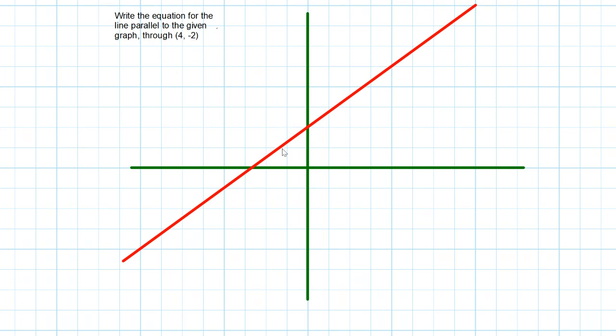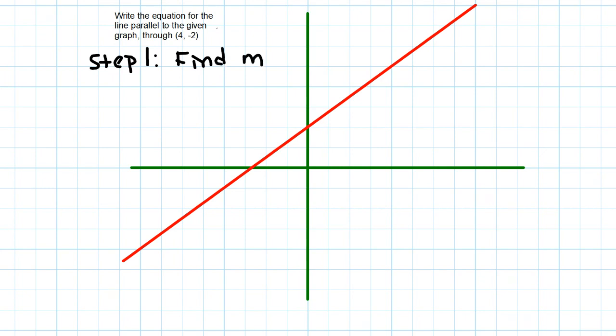So what we're doing here is we're given an equation of a line, and we're going to try to find an equation for a line that's parallel to this line through this point right here, (4, -2). So what's the first thing we've got to do? First, or step 1, is to find the slope. So we're going to find m.